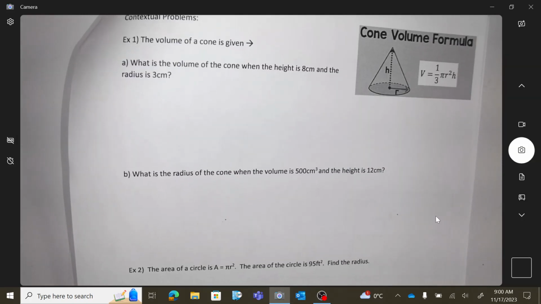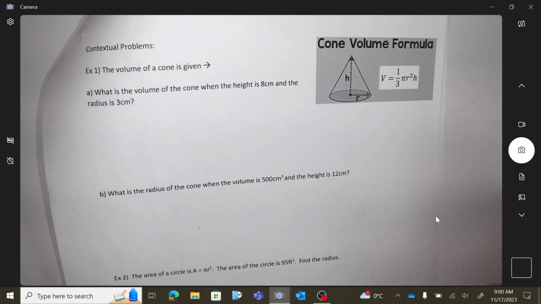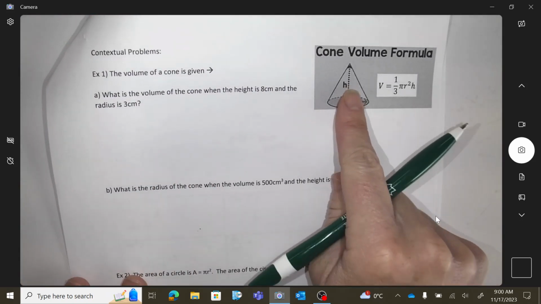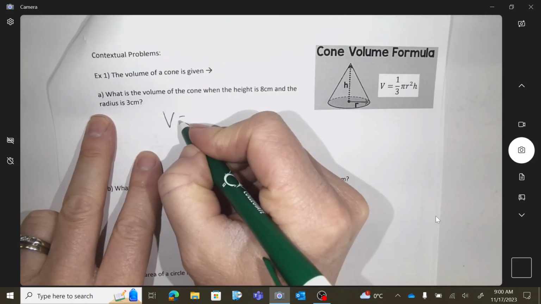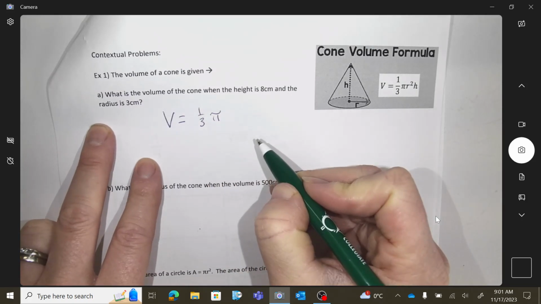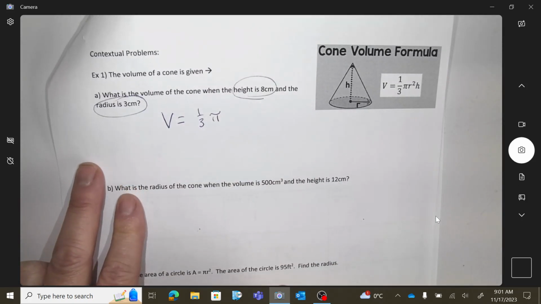Okay, so word problems on your test. I will give you these formulas and you have to kind of follow them to solve for variables. Okay, so I have a cone volume here. What is the volume? 1/3 pi when the height is 8 and radius is 3.